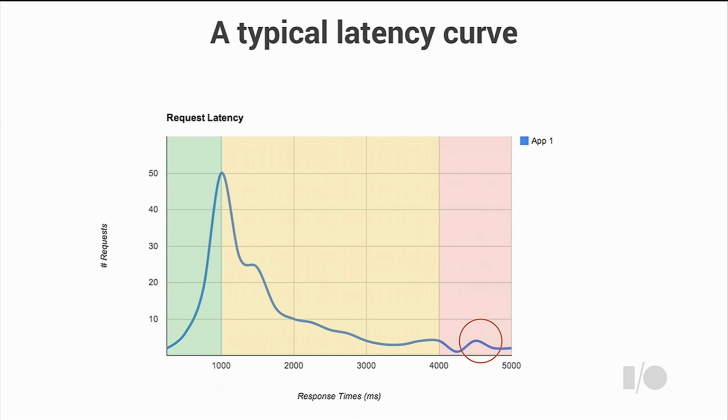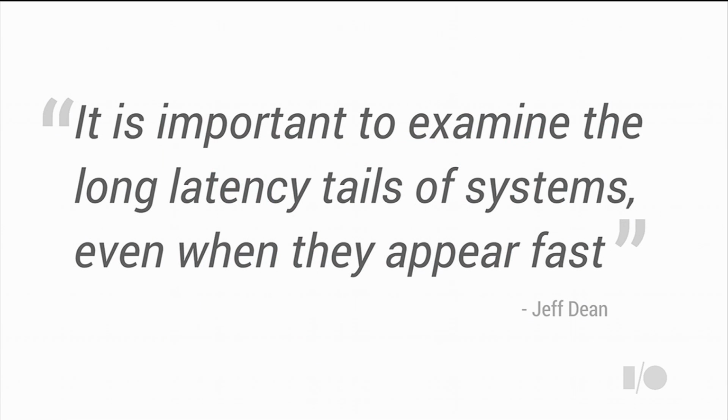So oftentimes it could be a variety of these things, but you really want to start paying attention to the tail. Googler Jeff Dean says this best. He says, even if your application appears to be performing fast, always be aware of the end-to-end spectrum. Don't just look at average. Don't even look at 50th percentile. Make sure that your long latency tails are performing well.